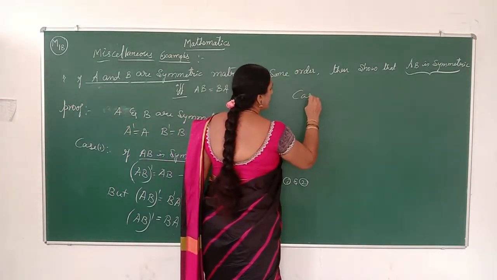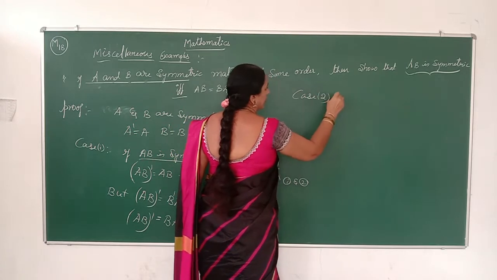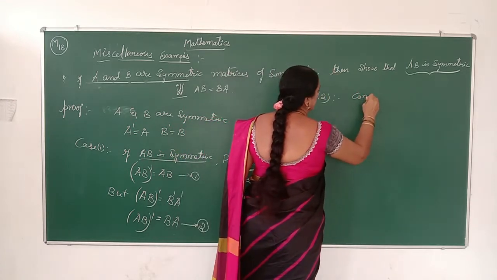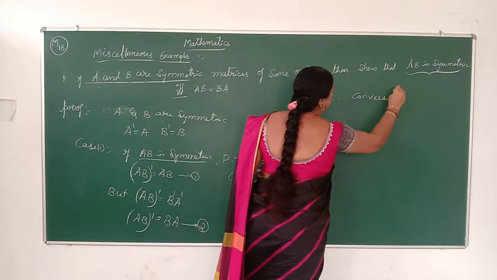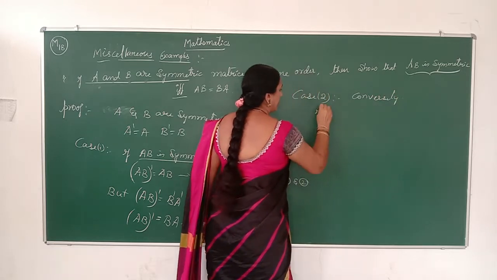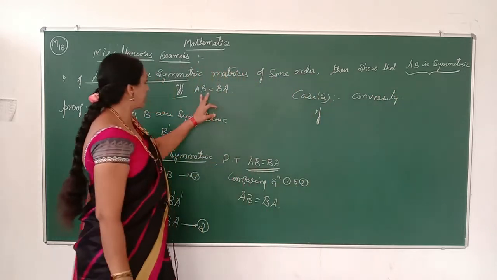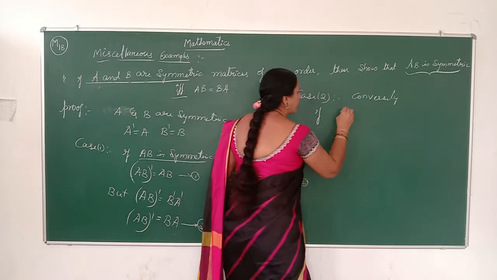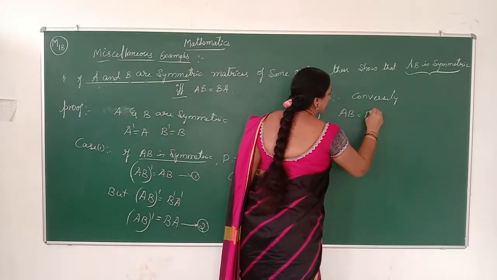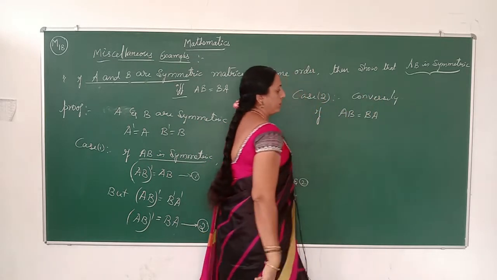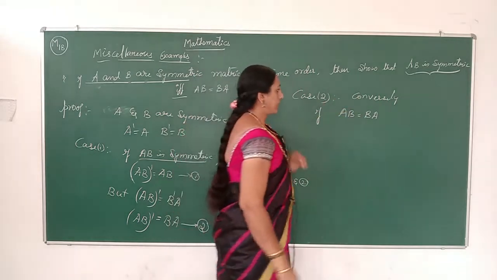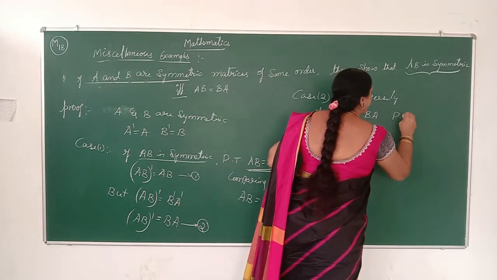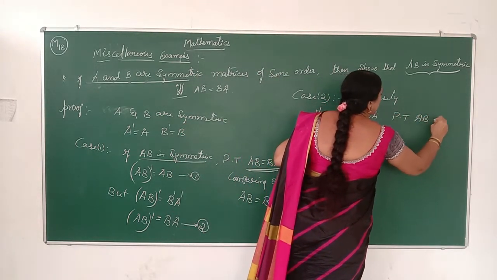Similarly, case 2 is the converse part. Conversely, it means the if condition is AB is equal to BA. So given AB is equal to BA, by using that condition, then prove that AB is symmetric.